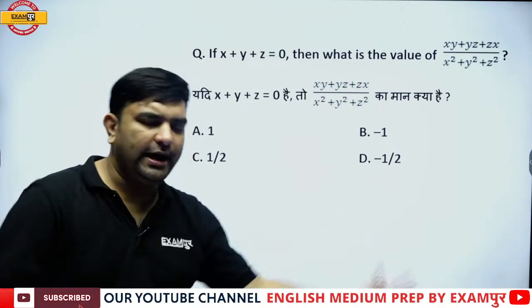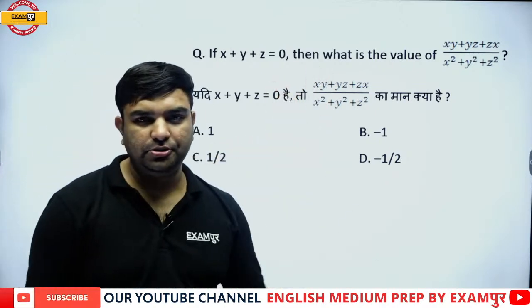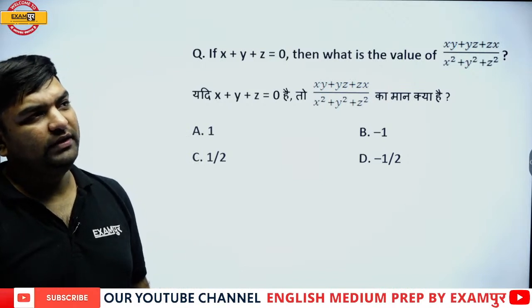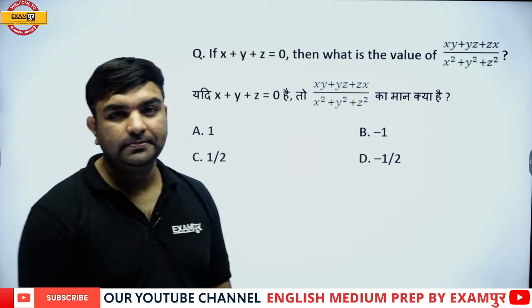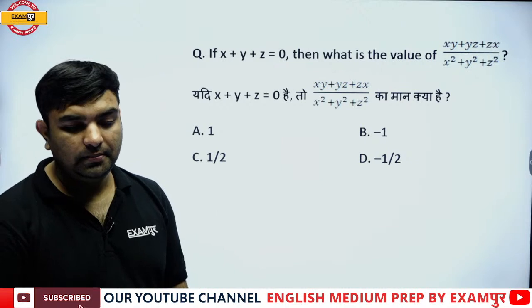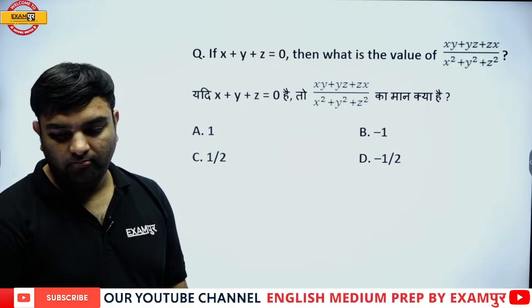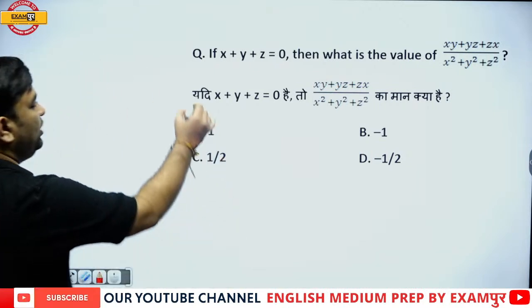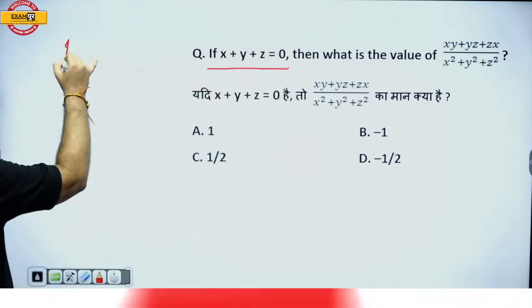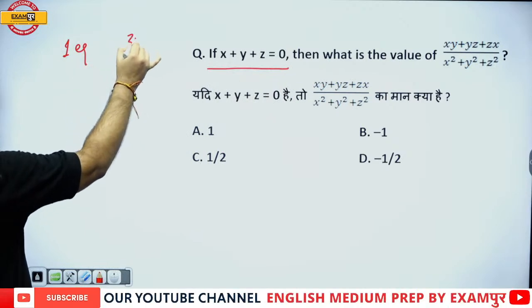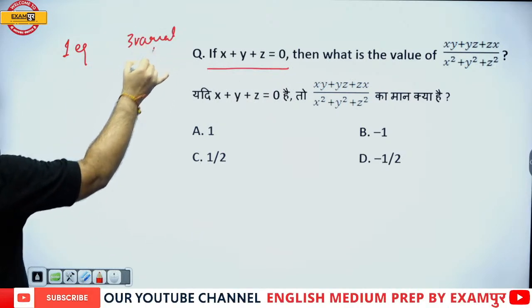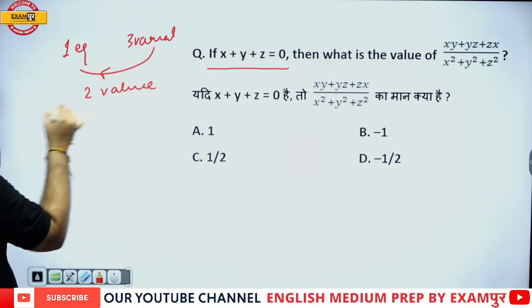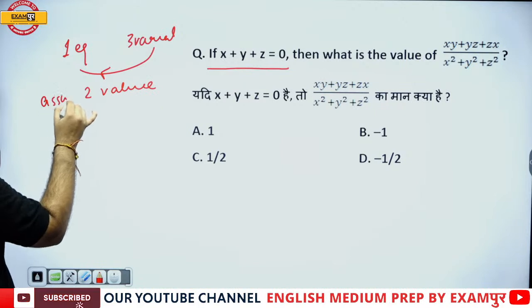x plus y plus z is 0. What is the value of this expression? One equation, three variables. You can assume 3 minus 1, two values.